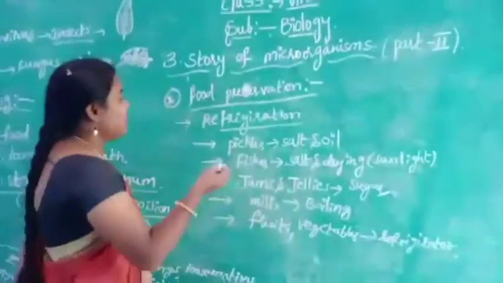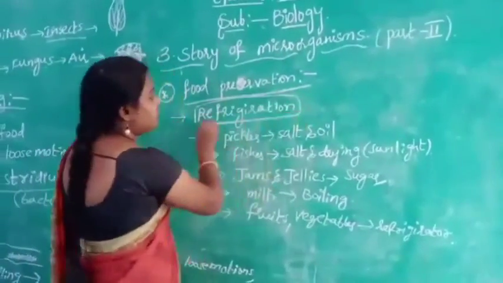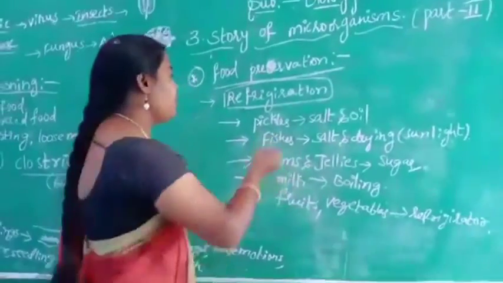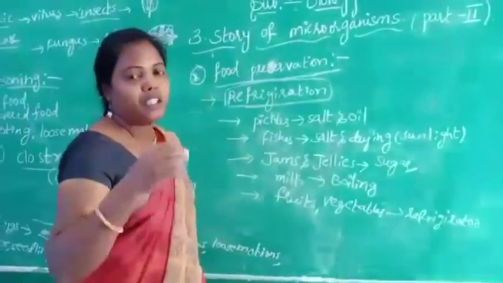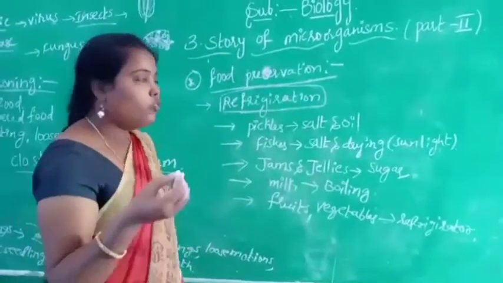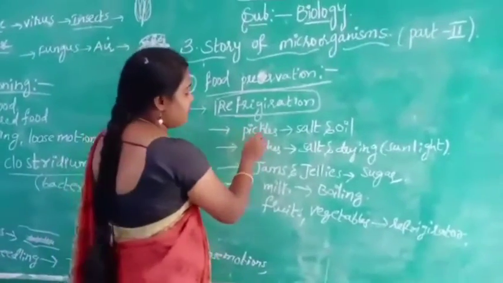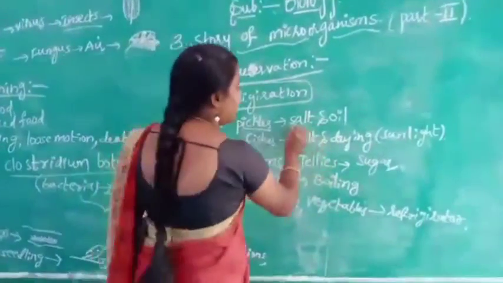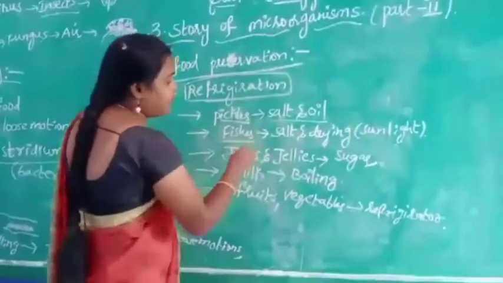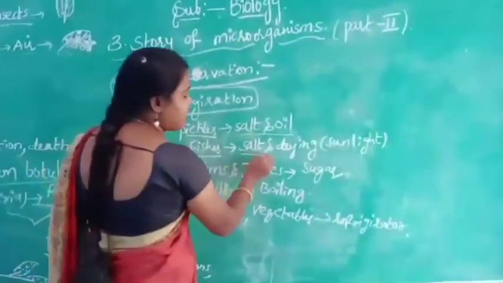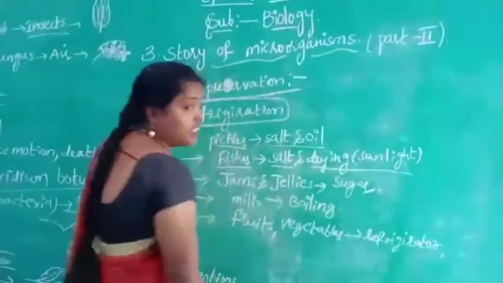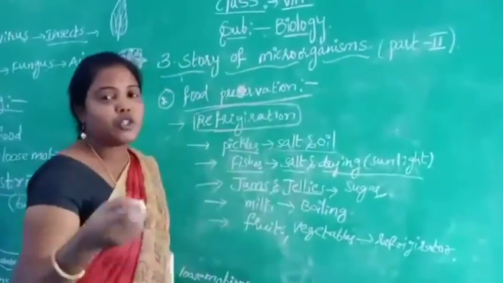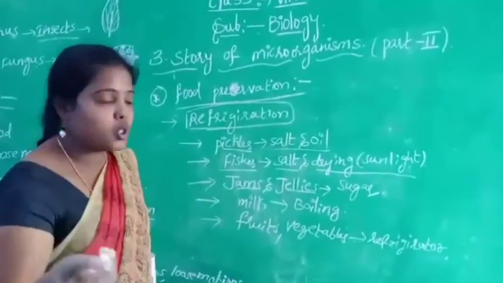Okay, so that is nothing but the refrigerator. Children, we are preserving food by using the refrigeration method, meaning by keeping food in the fridge we can preserve the food items. In this manner, pickles are preserved for a longer time by adding salt and oil. Fishes we can preserve for a longer time by adding salt and keeping them under dry sunlight. Next, jams and jellies we preserve by adding sugar after boiling the fruit juices.